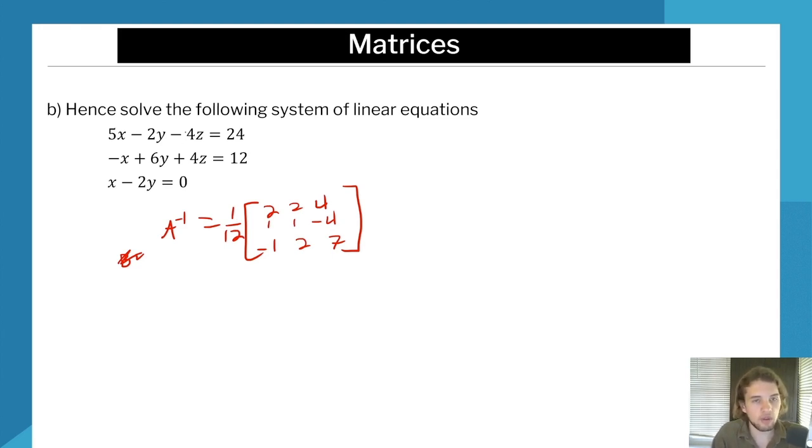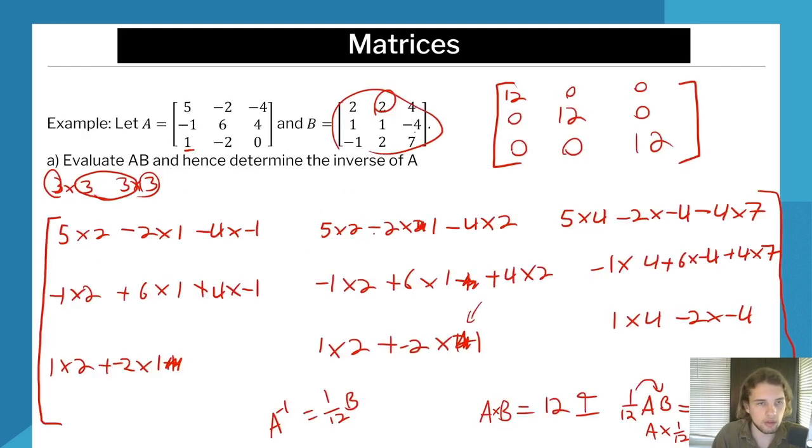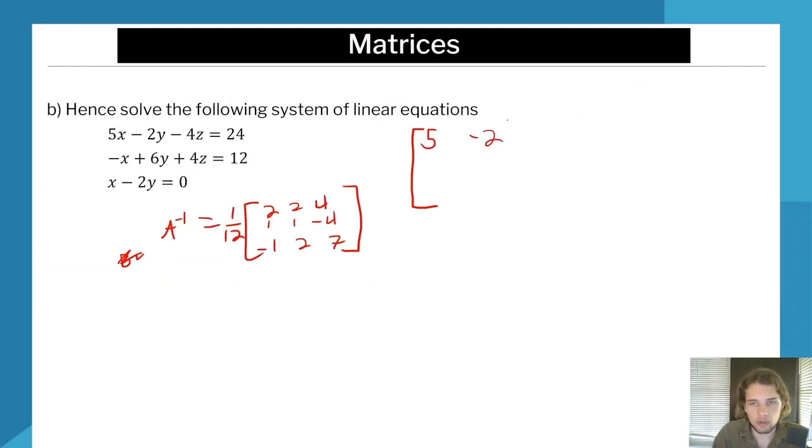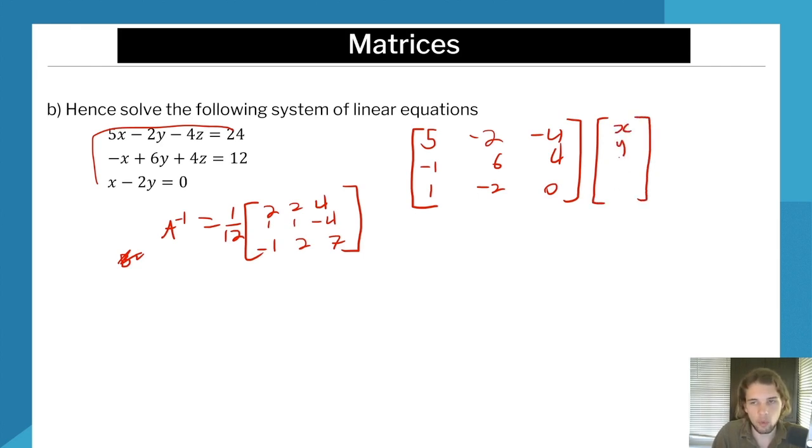So we want to solve the following simultaneous equations. We can put A down first. So this is what A is: minus 2, minus 4, minus 1, 6, 4, 1, minus 2, 0. Okay. So now that's the same as what we have here. We can multiply that by x, y, and z. And then we know that this equals 24, 12, and 0.